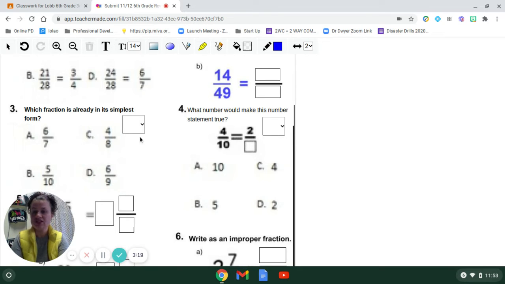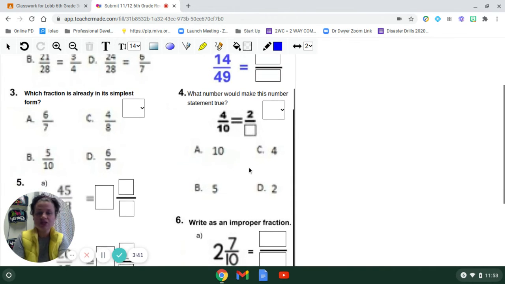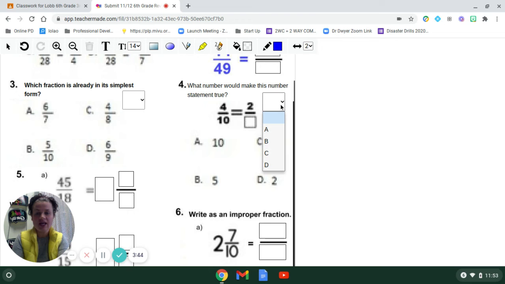Which fraction is already in its simplest form? So you're going to have to look through here if they can be divided by anything that is the same. So if these could be divided by 3, it's not in its simplest form, right? If these can be divided by 5, nope, right? So hopefully you've got it narrowed down now. All right, so what number would go down here to make this statement true? You would select here in the thing, A, B, C, or D again.